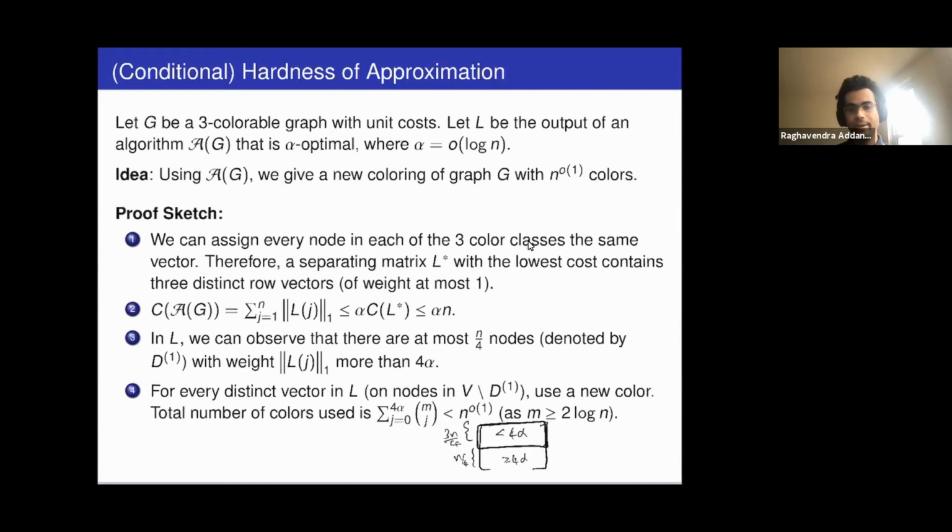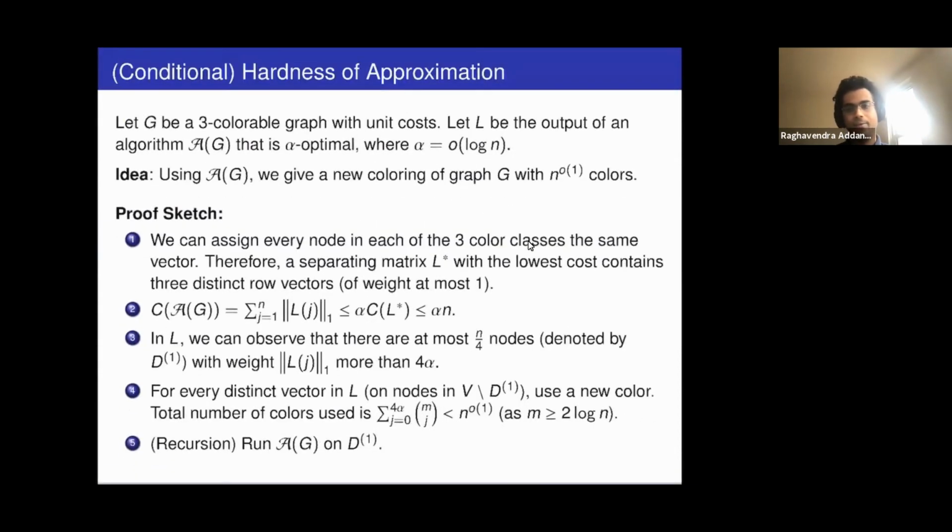In all, the total number of colors used is equal to the total number of distinct row vectors in this matrix L. The total number of distinct row vectors is simply upper bounded by the binomial coefficients from 0 to 4 alpha. So you could have at most m choose 1 weight 1 vectors, m choose 2 weight 2 vectors, and so forth. So the total number of colors we've used is, if you do the calculation, you'll get that it is n to the little o of 1.